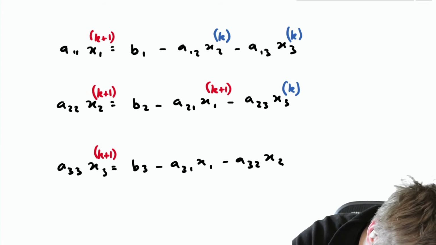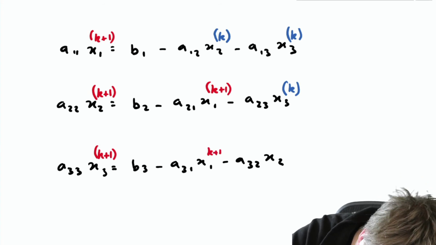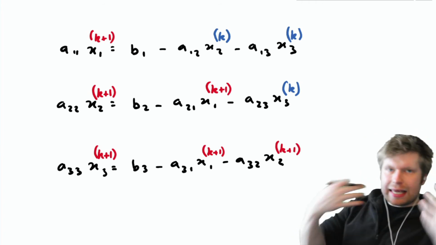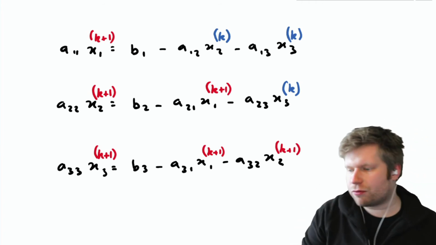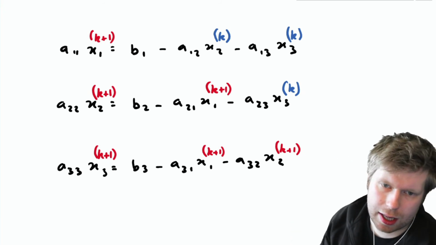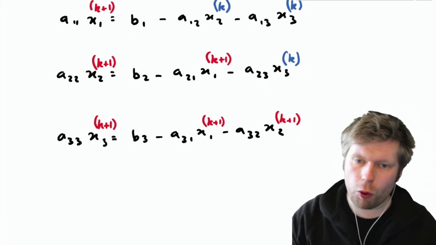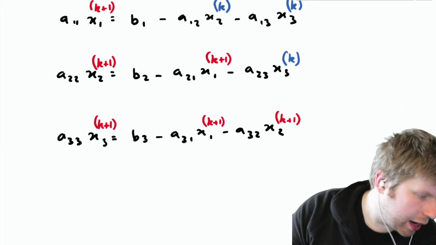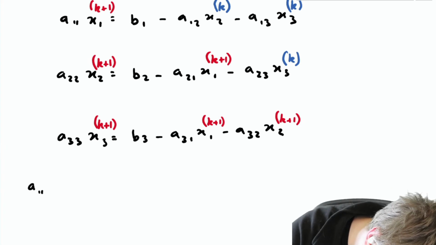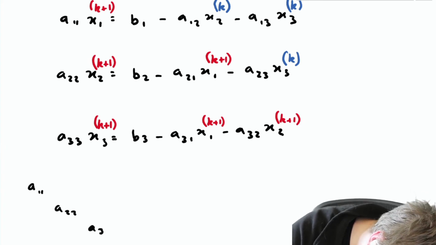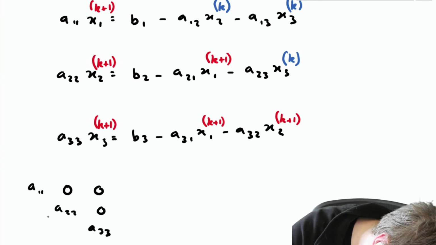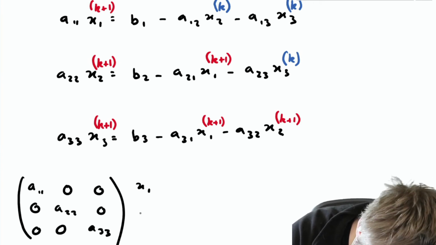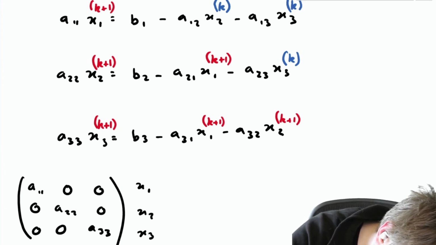And similarly, in my last equation, both the x1 and the x2 are the values which I found at the k plus 1th step. Because in other words, Gauss-Seidel is basically using the most recent values of x1, x2, and x3. So when I form my matrix decomposition, I can still write my matrix on the left as A11, A22, and A33. That's just my diagonal matrix, just like I formed before. And again, I'm still going to have my vector x1, x2, and x3, crucially at the k+1th step.